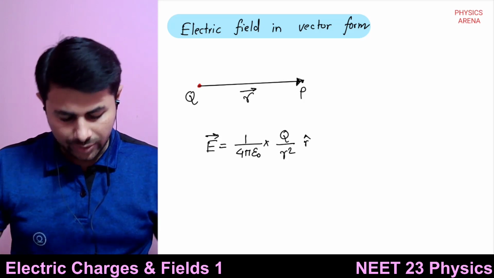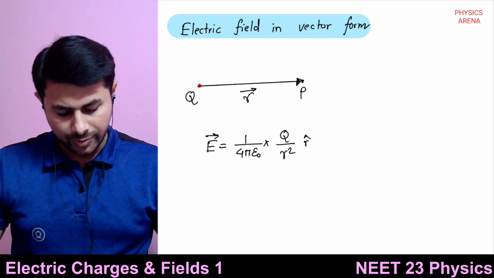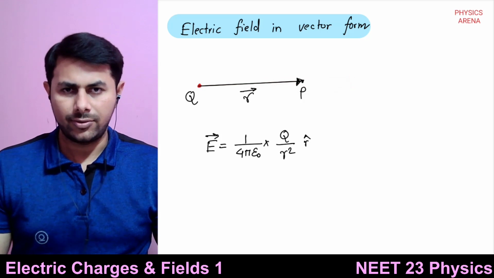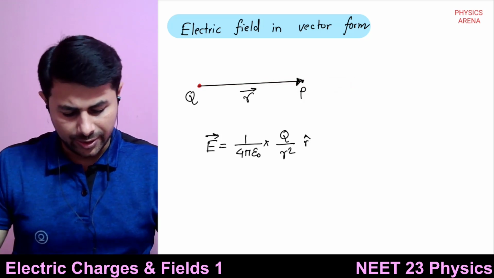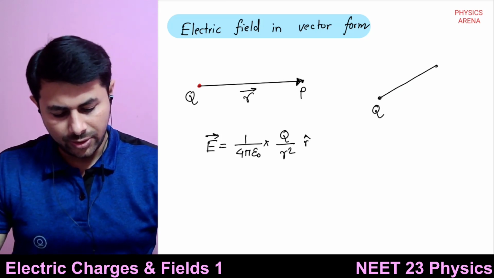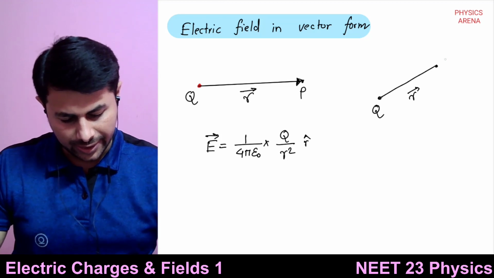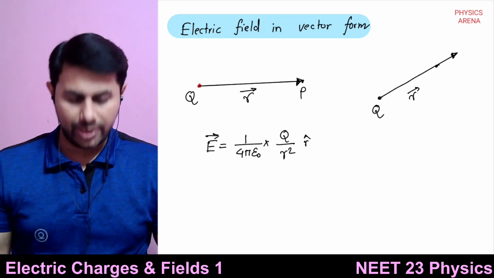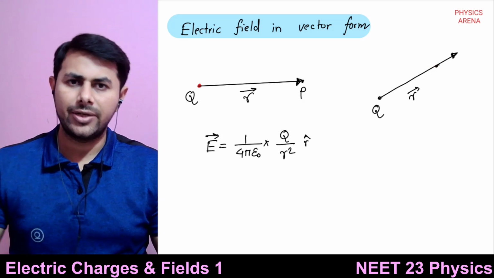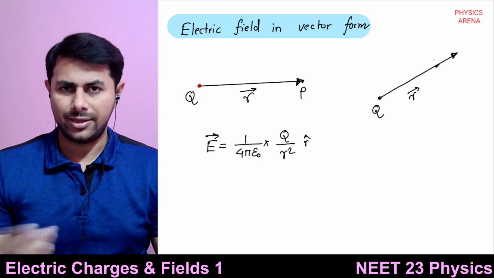Now see, if this charge is positive, then this field will be directed in this direction, or wherever you take that R bar. So suppose you have this charge and this is the point where you want to measure the electric field, and this is your R bar. The charge is positive, so the electric field will be directed like this. What does this mean? If you take another positive charge and keep it at this point, it will get repelled by this charge, right?